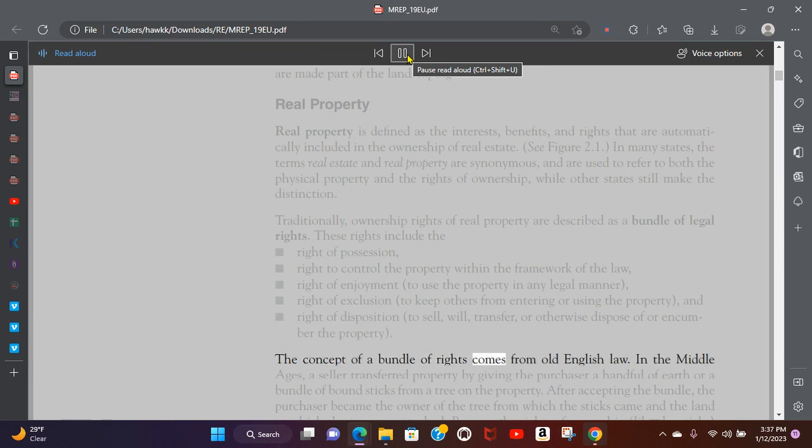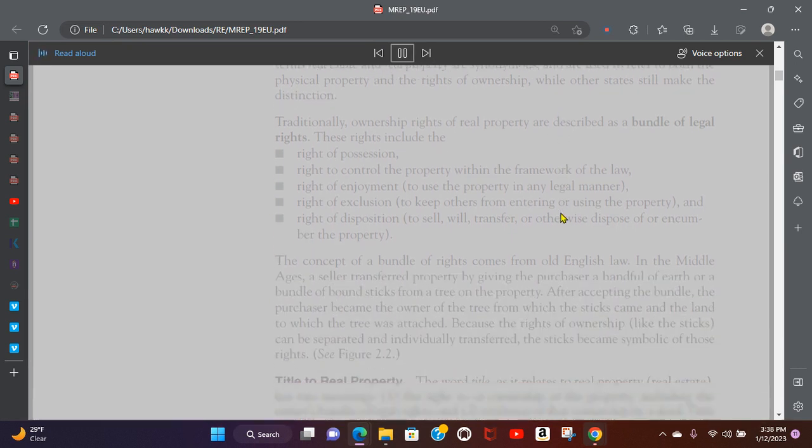The concept of a bundle of rights comes from Old English law. In the Middle Ages, a seller transferred property by giving the purchaser a handful of earth or a bundle of bound sticks from a tree on the property. After accepting the bundle, the purchaser became the owner of the tree from which the sticks came and the land to which the tree was attached. Because the rights of ownership, like the sticks, can be separated and individually transferred, the sticks became symbolic of those rights. See Figure 2.2.